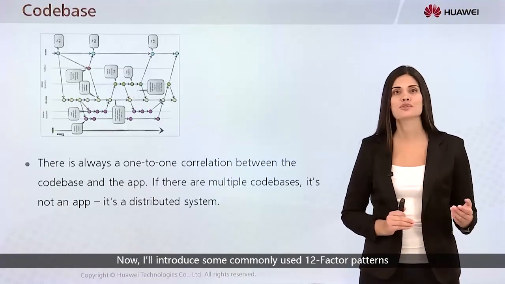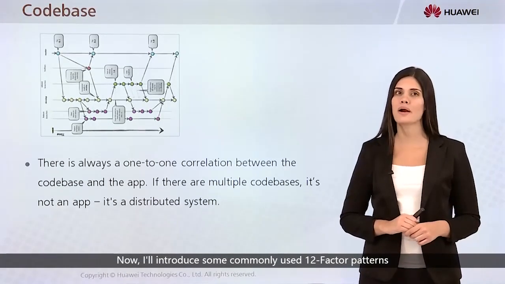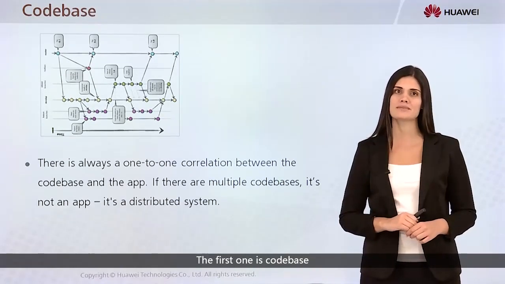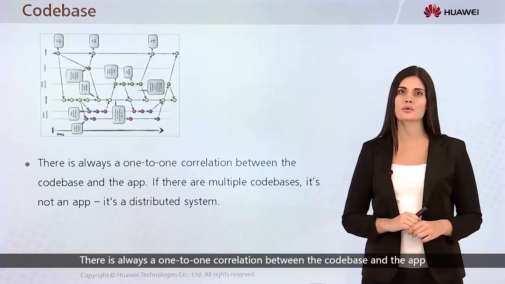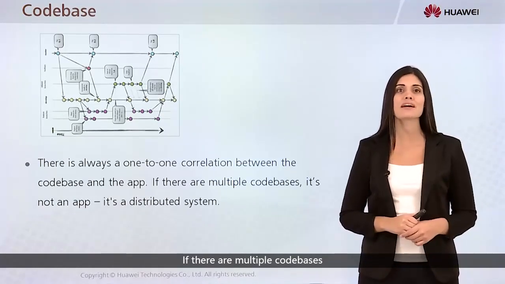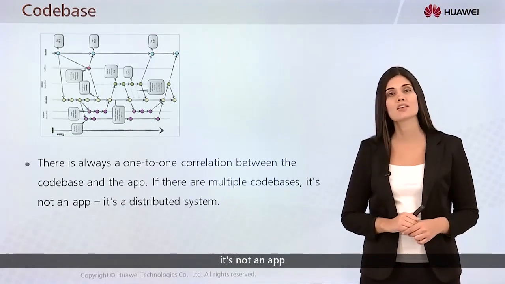Now, I will introduce some commonly used 12-factor patterns. The first one is codebase. There is always a one-to-one correlation between the codebase and the app. If there are multiple codebases, it's not an app.